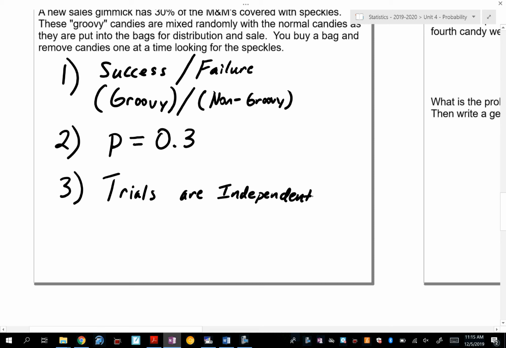So is my small bag less than 10% of all the M&Ms that are made? Yes. So here, I would say these are not independent trials. All right? So I'm going to put an X here. Trials are not independent, but our small bag of M&Ms, our sample of M&Ms, is less than 10% of all the M&Ms that are made.